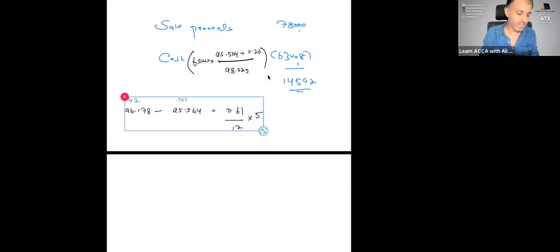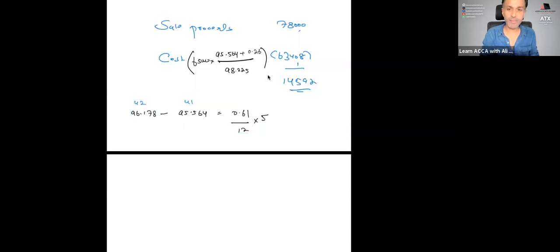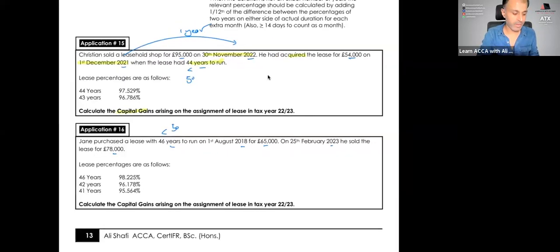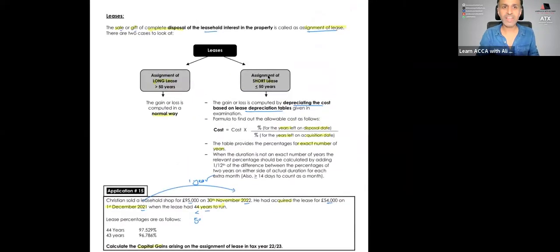Some of those aspects will come our way as new aspects, but not as difficult as you may think without covering them. It's the end of this assignment of the lease, a little talk about it.